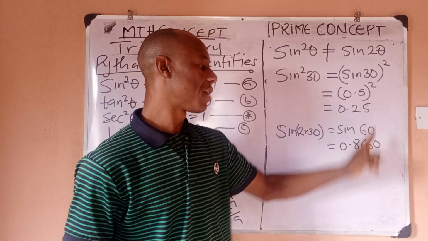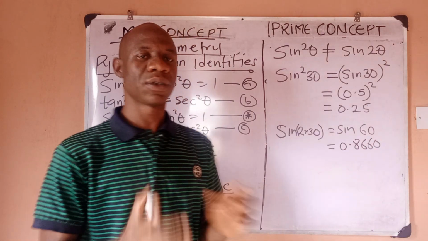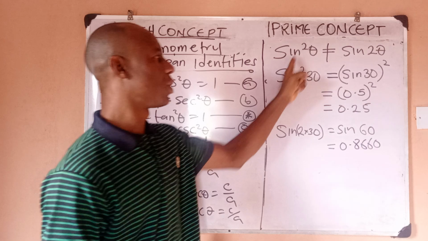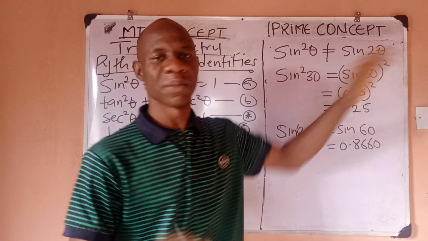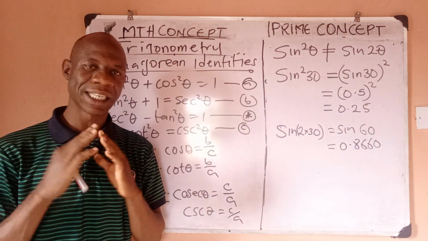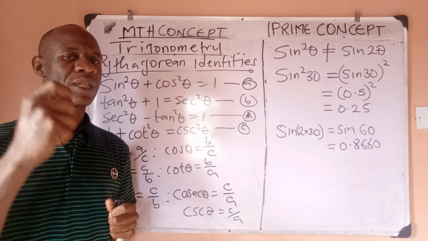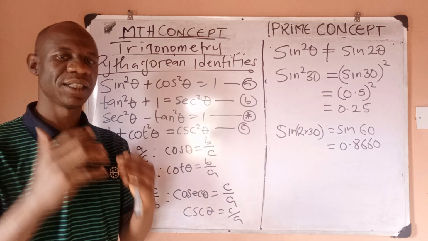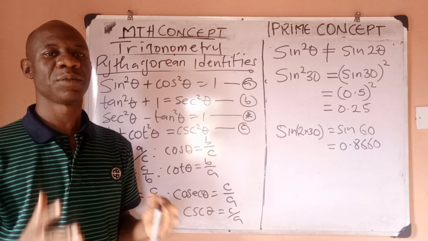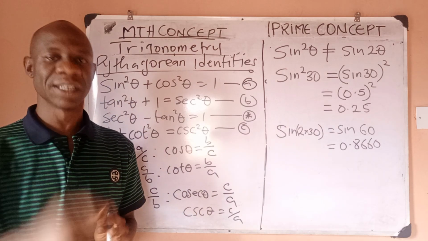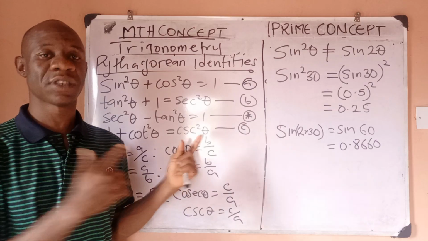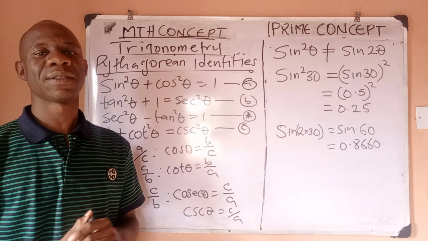This is 0.25, this is 0.8660, they are not the same. So it means you should never mix up squared and 2 times, never the same. So please, as I'm explaining these things, it is so that as we get deep into trig, you won't meet any point of confusion or challenge, because I want to unravel the concept in a way that everybody, no matter how long you've left this concept, would understand it very well.